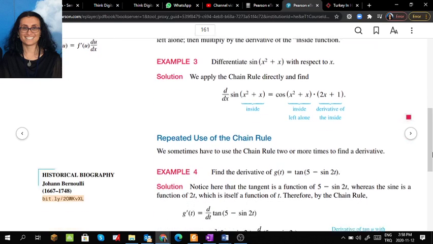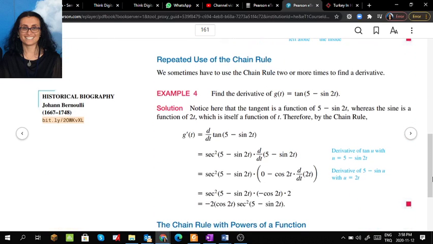Okay, and there's another part which I mentioned in the recitation as well, repeated use of the chain rule. Sometimes we may have more than two functions composed, and if you want to take the derivative, you have to apply the chain rule repeatedly. For example, here you have g, and we have tangent as the outside function, and we have 5 minus sine of 2t as the inside function, but we also have 2t as an inside function of sine. So function inside another and inside another. So we have three functions that are composed. So we have to apply the chain rule twice.